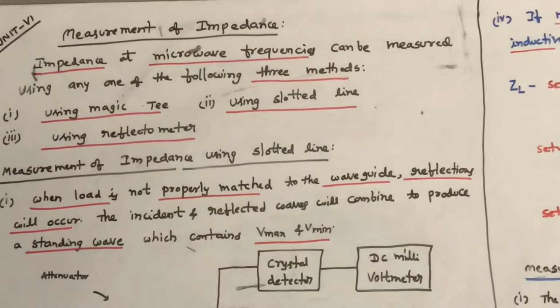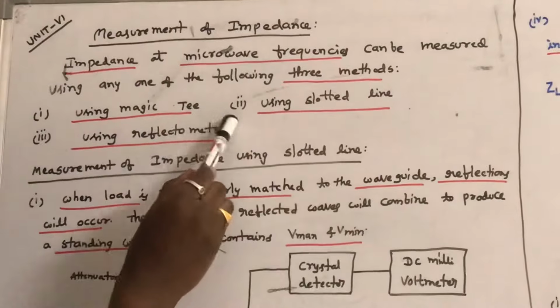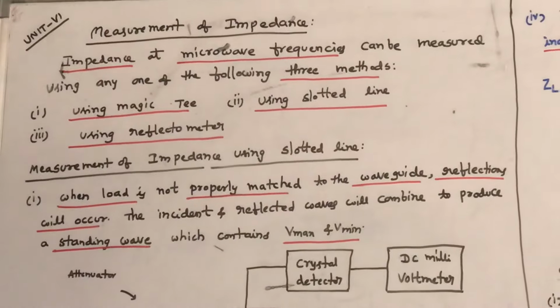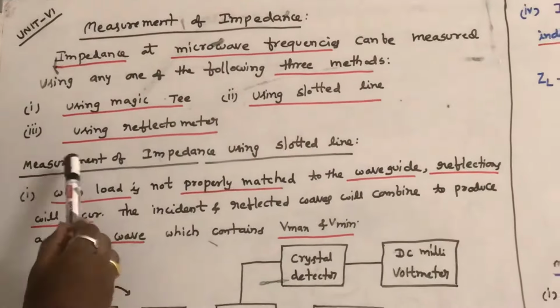So, today we will discuss how the slotted line can be used to measure the unknown impedance, as well as the reflectometer method which is used to measure the unknown impedance. These two methods are very important from the examination point of view. Now, let us see the measurement of impedance using slotted line. Let us discuss the first point, when the load is not properly matched to the waveguide.